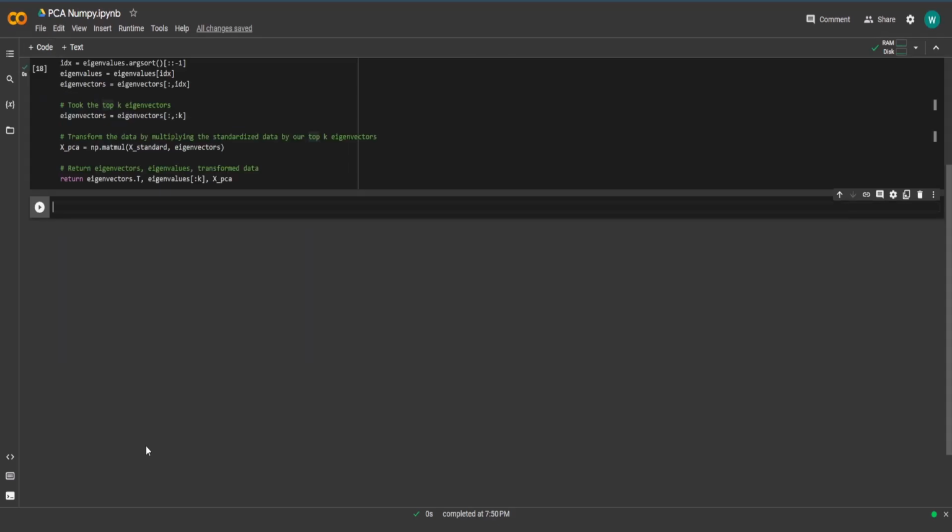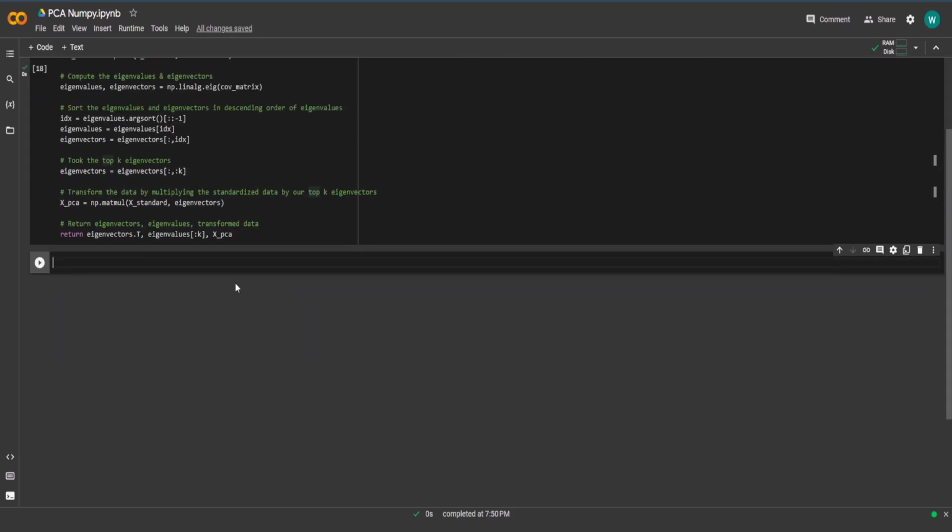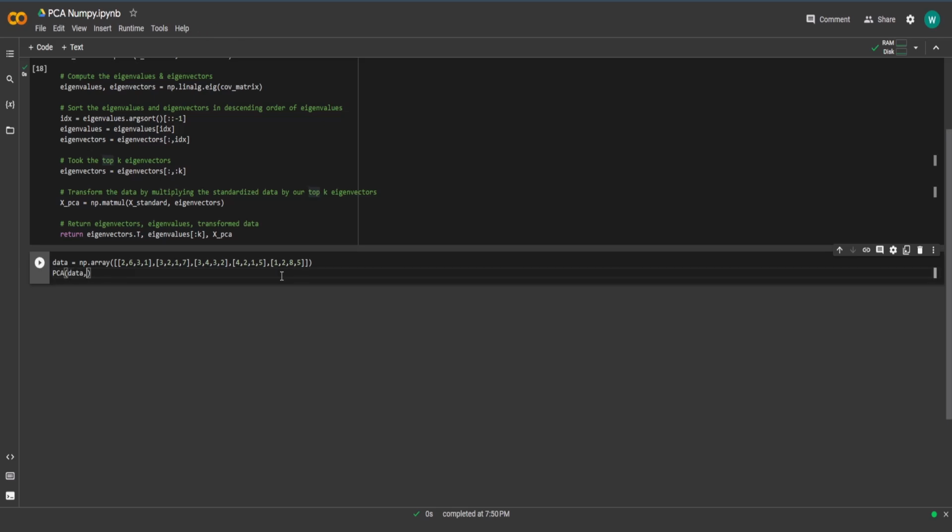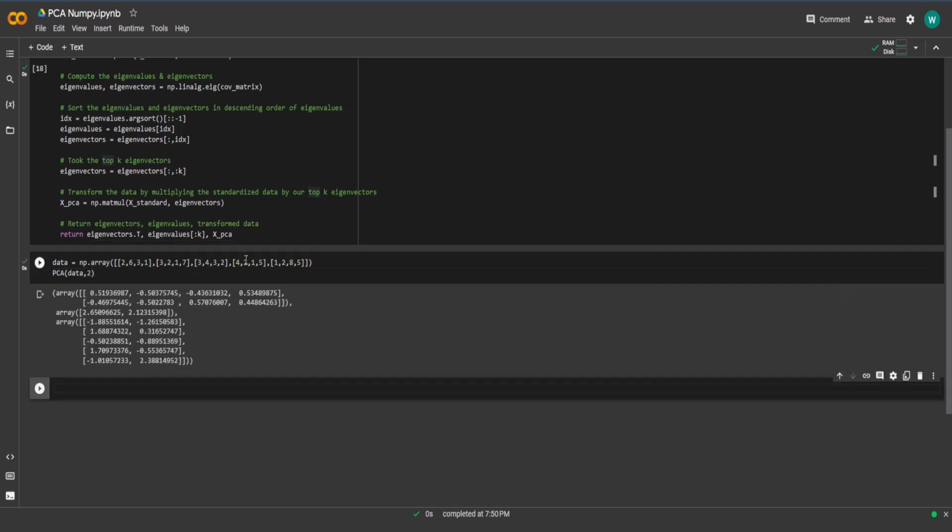Okay, what better way to test our function than on the data that we had in the beginning of the video? So I'm going to copy and paste that as a NumPy array over here. And let's go ahead and call the PCA function that we wrote on the data, and we're going to specify two principal components. All right. Wow, everything looks pretty good. So our eigenvalues and eigenvectors that we got are almost exact.